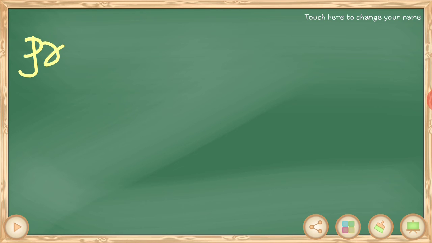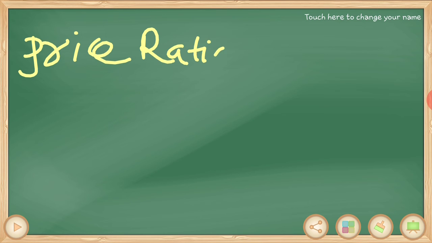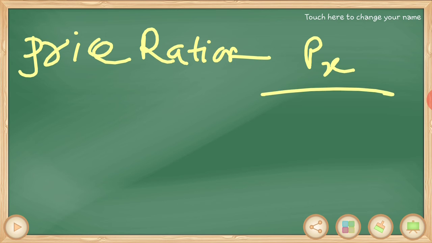So what is a price ratio? Yes, how is it calculated? The price ratio is the price of the commodity given on the horizontal axis, divided by the price of the commodity given on the vertical axis, that is, price of x divided by price of y.